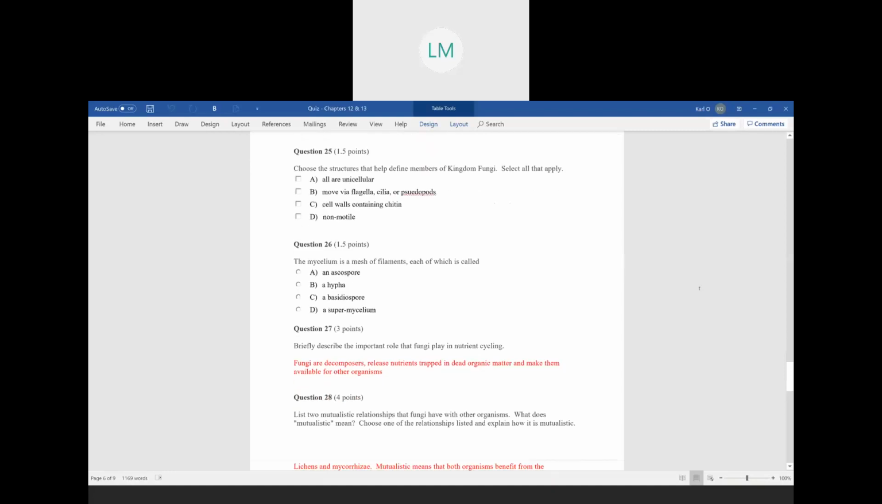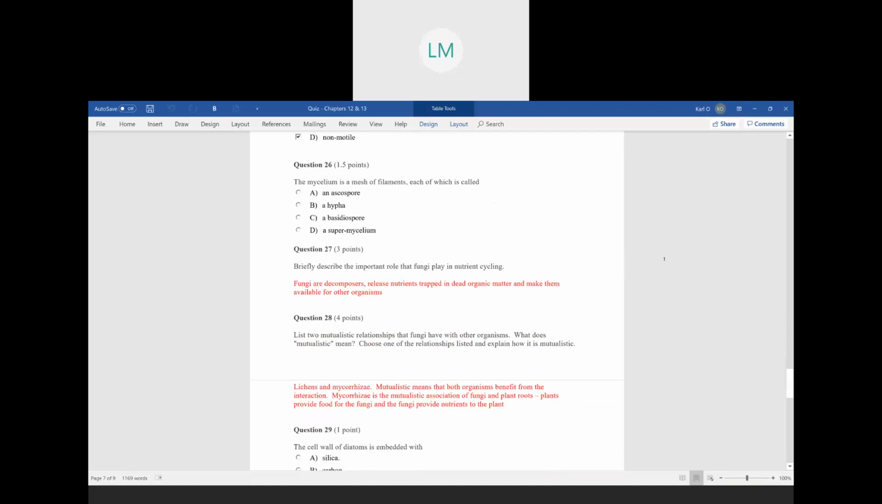Question 25, choose the structures that help define the members of kingdom fungi. So unicellular, that's not true because some fungi are multicellular. Move via flagella, cilia, and pseudopods. Those locomotion strategies are in regards to the protists, so that's not true. Cell walls containing chitin, that one is true. And non-motile, that's true also. So those 2 choices help us define the members of kingdom fungi.